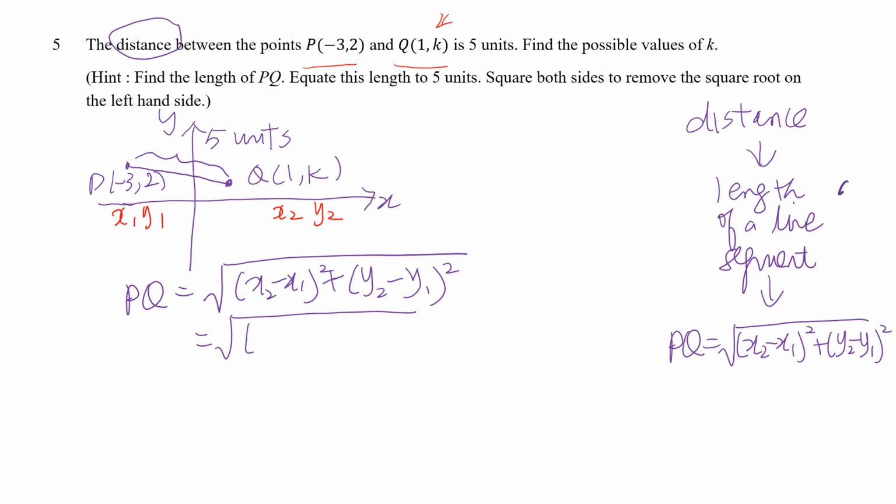So x2 will be 1 minus the value for x1. x2 is 1. The value for x1 is negative 3, so make sure you bracket it. So bracket 1 minus bracket negative 3 close bracket, squared, plus open bracket again. y2 is the unknown, k, minus y1, which is 2, close the bracket.